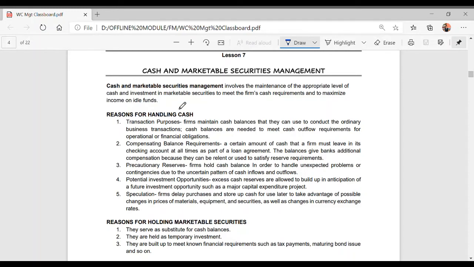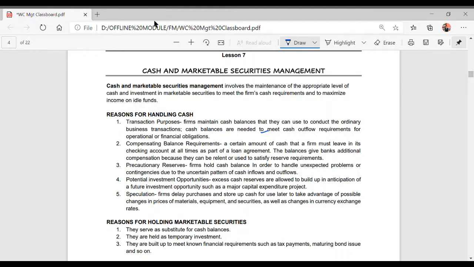So why do we handle cash? Why do we need to manage properly our cash? First is for transaction purposes. So the firm maintains cash so that it can use it to conduct the ordinary business transactions. So cash balances are needed to meet the cash outflow requirements for operational or financial obligations. So that's for everyday use.